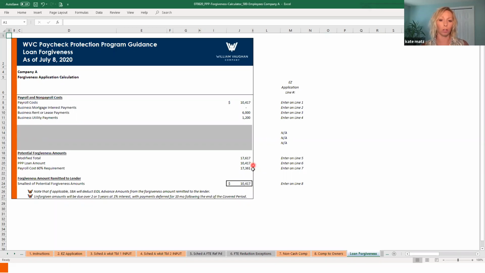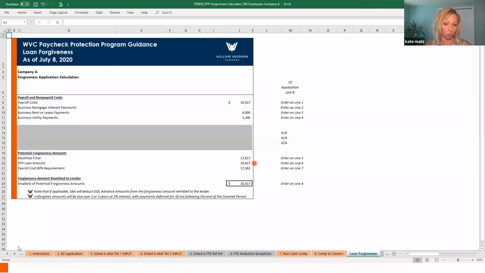So we take the smaller of these three, and that's what drops down here for the amount that we are eligible to apply for forgiveness. And in this case, it's that 10,417, which is equal to the PPP loan amount. So we have achieved full forgiveness.